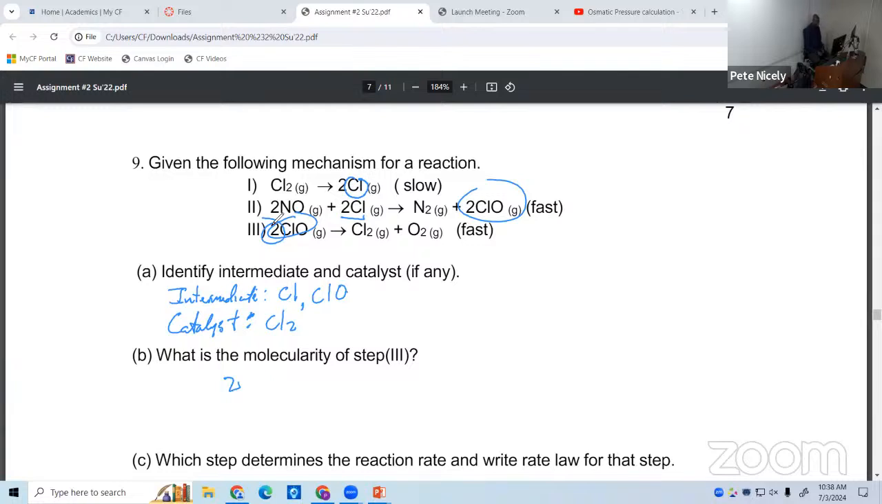And then it says, which step determines the reaction rate, and write the rate law for that step, all right? So in the previous question we talked about the rate determining step, right? So based on the information provided, which step would be the rate determining step? Step 1, right? So the answer is step 1. And the question is asking for the rate law for that step. Let me scroll down here.